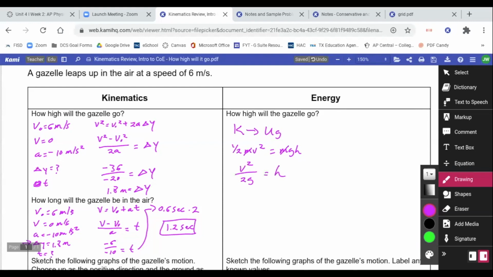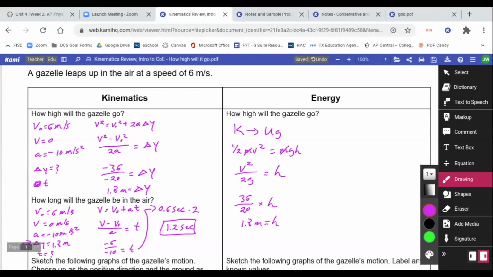Now I can use the numbers they gave me. Velocity is 6, so 6 squared is 36, divided by 2g. If g is 10, 2 times 10 is 20, equals h. And 36 divided by 20 should be 1.8 meters, equals the height. I was able to use kinematics, and I was able to use energy to solve the same problem.